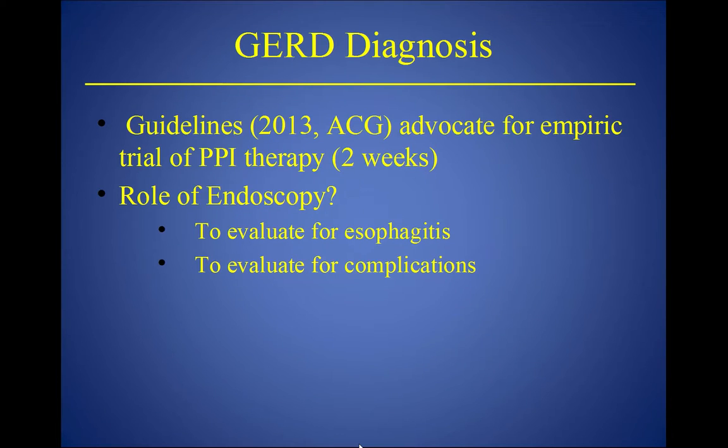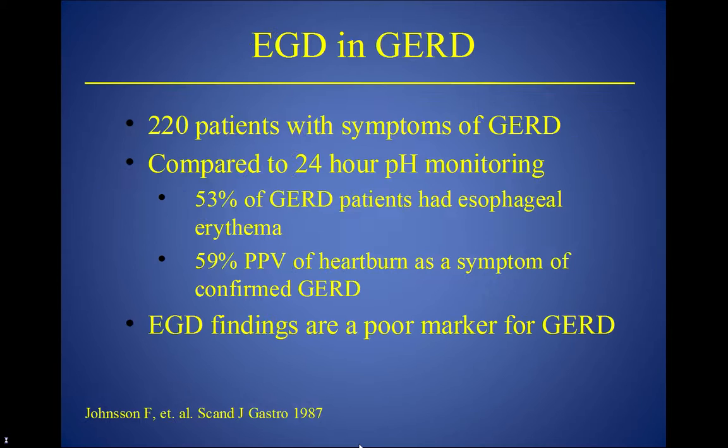Okay, so how do you diagnose GERD? Again, in 2013, which is the most recent guidelines we have from the American College of Gastroenterology, they advocate for an empiric trial of PPI therapy, meaning for 2 weeks, you give someone a PPI. If they're better, you can make an empiric diagnosis of GERD. And then the role of endoscopy is to evaluate for esophagitis and to evaluate for complications. So that's why we're doing it.